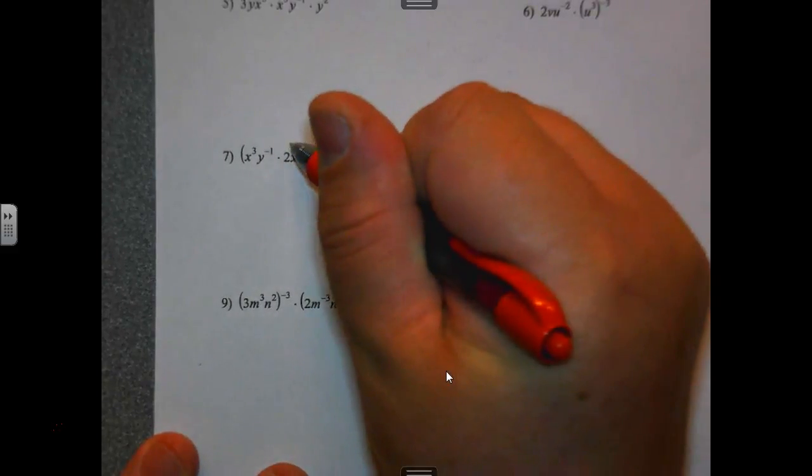Now, when we get to something like number 7, yes, we have a number outside of parentheses. Think of it as the distributive property, right? All of them. Even the 2. The 2 has an exponent of 1. Okay?